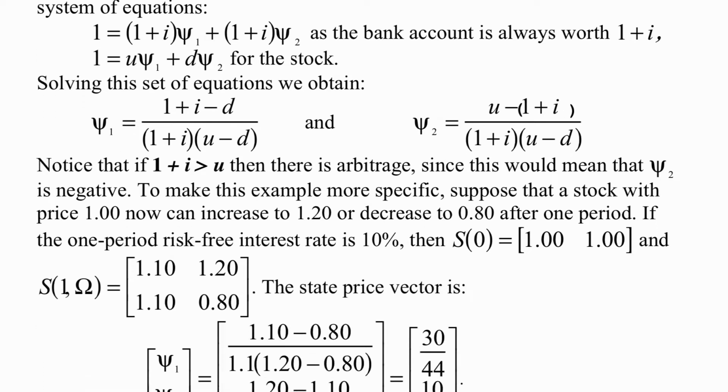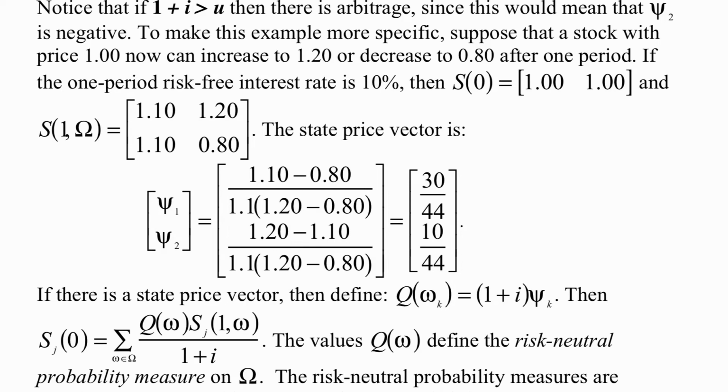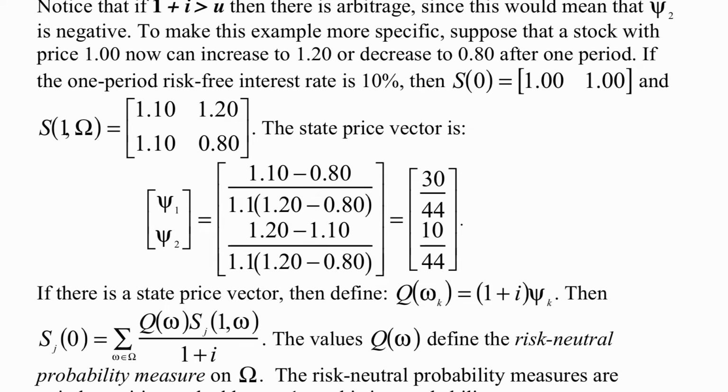To make this example more specific, suppose that a stock with price 1 now can increase to 1.20 or decrease to 0.80 after one period. If the one period risk-free interest rate is 10%, and S of 0, we assume that both securities, risk-free and risky, are worth 1 today. After one period, the risk-free security will be worth 1.10 in the upstate and in the downstate. But the risky security will be worth 1.20 in the upstate and 0.80 in the downstate.